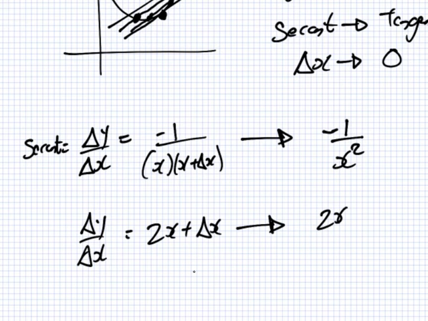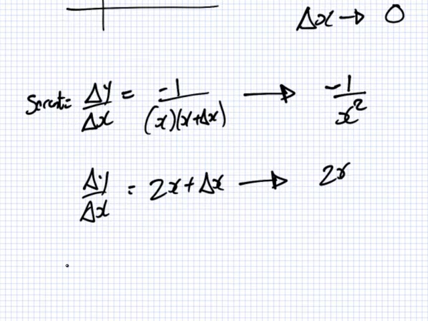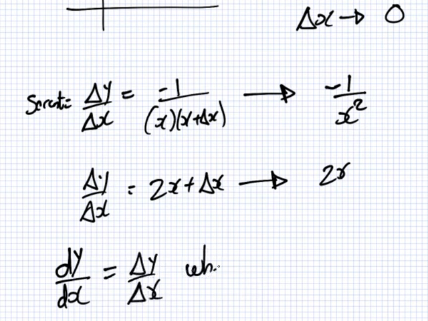When the delta x becomes 0 and we have a tangent, we use this symbol to represent tangent: dy/dx, which some of you have seen before and some of you have not. So dy/dx equals delta y over delta x when you make delta x move to 0.